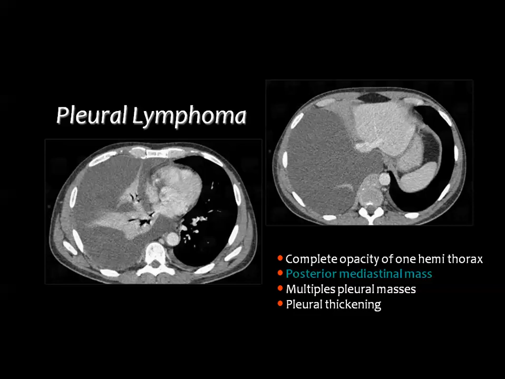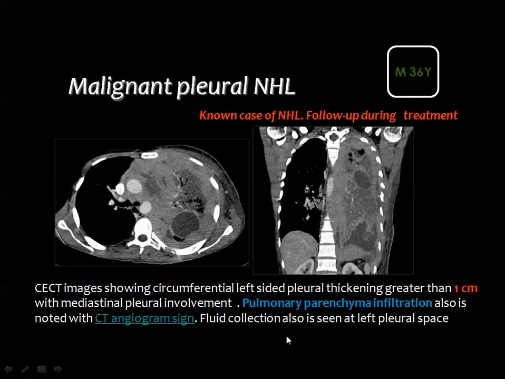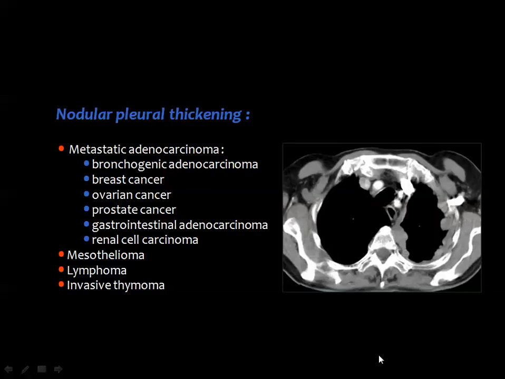Then in this case of a patient known to have non-Hodgkin lymphoma, you have diffuse non-uniform thickening of the costal as well as the mediastinal pleura, together with pulmonary parenchymal infiltrations as well. Then if you know from the history that the patient has lymphoma, you should explain all the findings on the basis of the clinical data. And nodular pleural thickening is for the differential diagnosis between one of three: metastatic disease, mesothelioma, lymphoma.